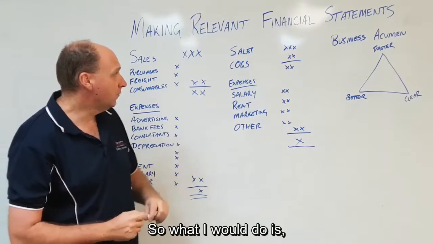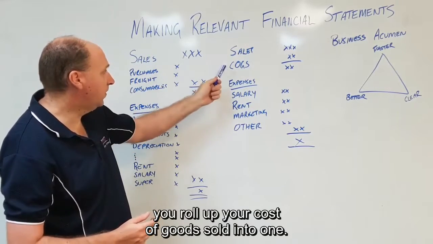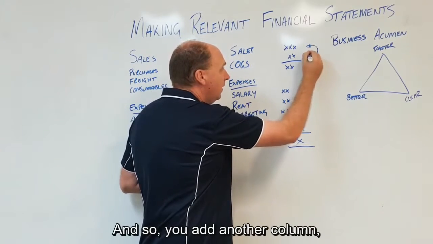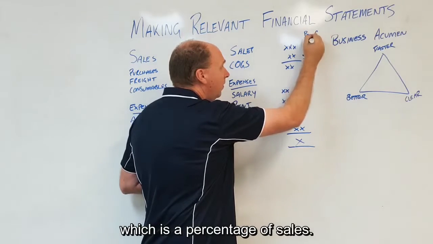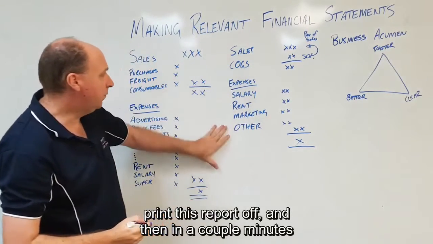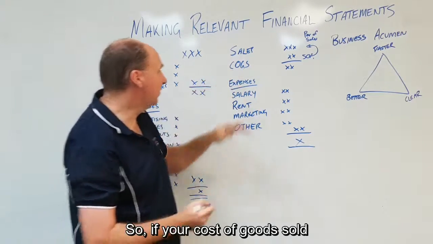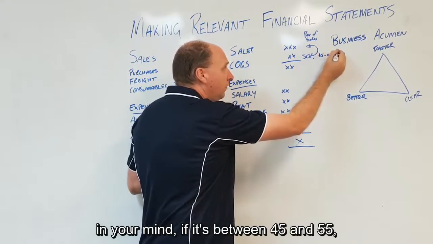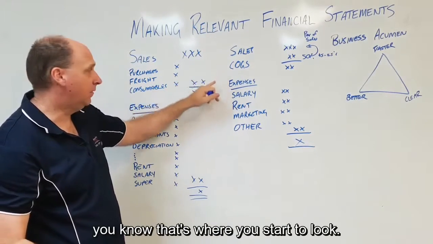So what I would do is, once you start with your sales, you roll up your cost of goods sold into one, and then you make that a percentage of your sales. And so you add another column, which is a percentage of sales. This is where you're going to have your rule of thumb. So you can print this report off, and then in a couple of minutes know where you need to start looking in your business. If your cost of goods sold, in your mind, is between 45 and 55 or whatever, that's probably broad for a cost of goods sold, but if it's outside of that range, you know that's where you start to look.